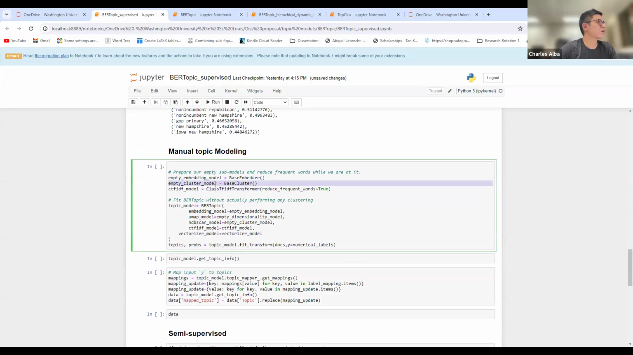And the same for that: we have no clustering method at all. We have no embedding at all. We're not embedding anything, so we just give a base empty. We give it to them as an empty step, right?